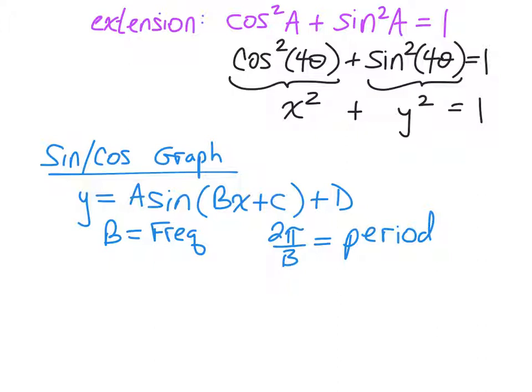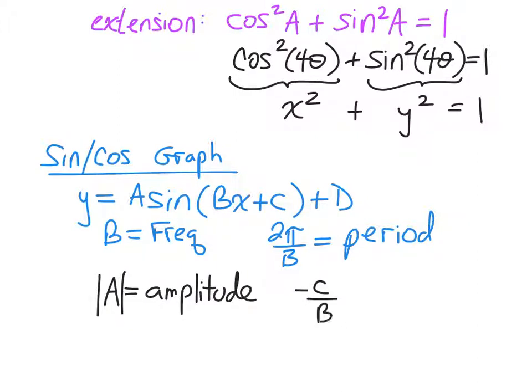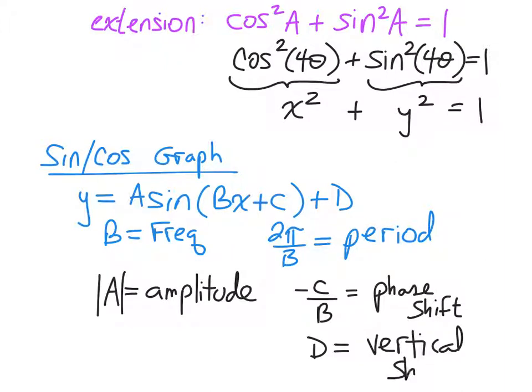All right. And while we're at it, I'll tell you the other stuff too. A is your amplitude, or the absolute value of A is the amplitude. Negative C over B is the phase shift. And D is the vertical shift.